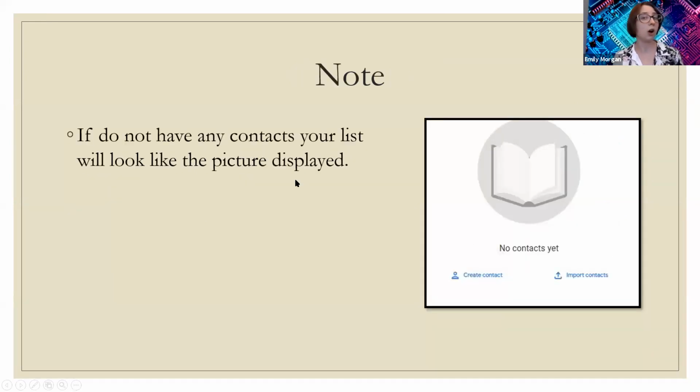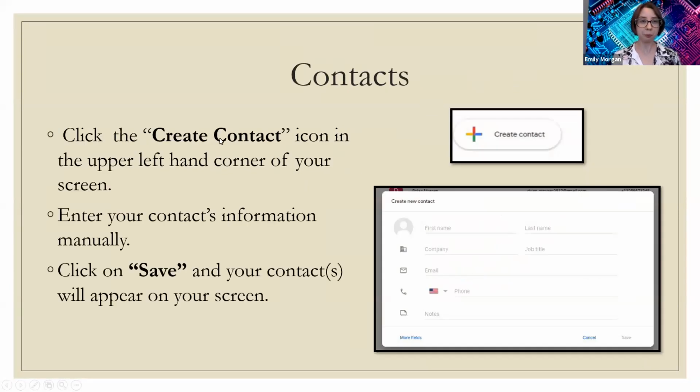Note, if you don't have any contacts in your list, it will look like this. It'll say no contacts yet. You just hit create contact. So click on the create contact icon in the upper left-hand corner of your screen. It's going to look like this as well. So if you have contacts, this is what that option is going to look like. If you don't have any contacts, it's going to look like what was just displayed.